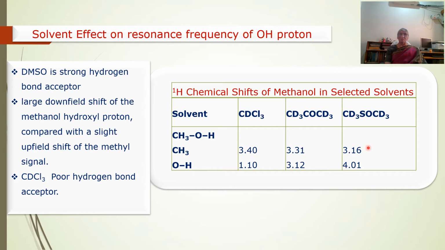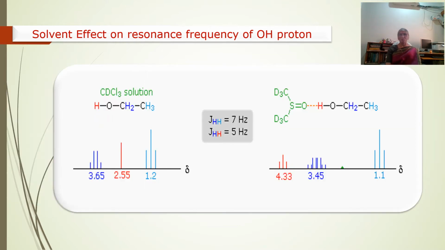It is because dimethyl sulfoxide is a strong hydrogen bond acceptor, and strong hydrogen bonding takes place in the presence of deuterated dimethyl sulfoxide. That is why the hydroxyl proton becomes more de-shielded. In the case of deuterated acetone, the hydroxyl proton shows resonance at 3.12 and the methyl proton shows resonance at 3.31 delta value.